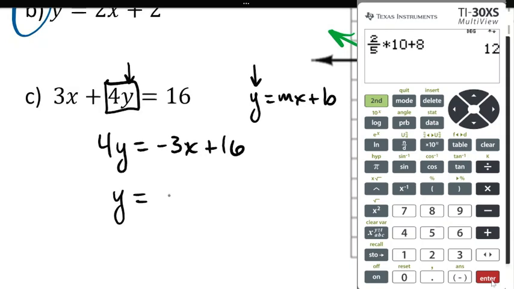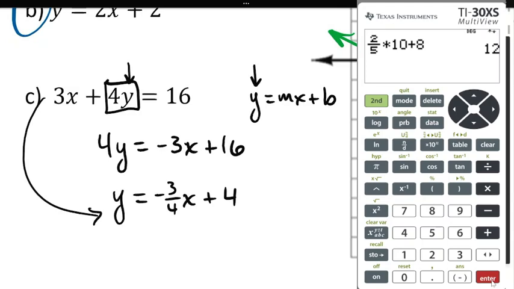So I'm going to divide both of the terms by 4. So it's going to be 3 over 4x. And then plus 16 divided by 4 is 4. So these equations are the same equations, right? They'll have all the same x, y values at work.